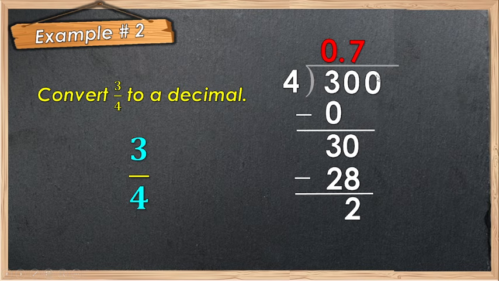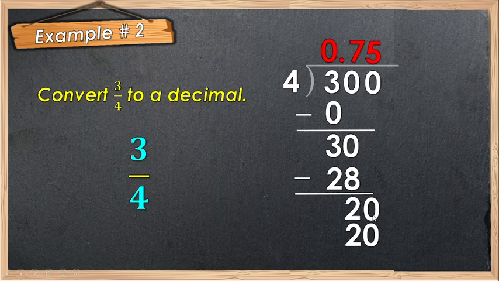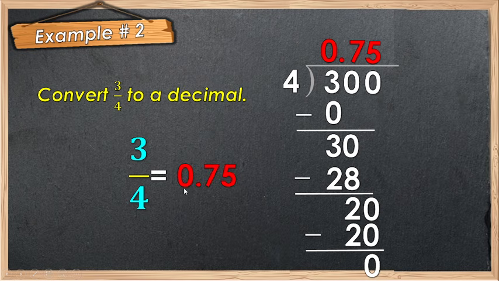Again, add 0. If you add 0 again, there is no need to add the decimal point, one time only. So you need to bring down the 0. Therefore, we have 20. 20 divided by 4, the answer is 5. Then 5 times 4, the answer is 20. And then 20 minus 20, the answer is 0. Therefore, the equivalent value of 3/4 is 75 hundredths.